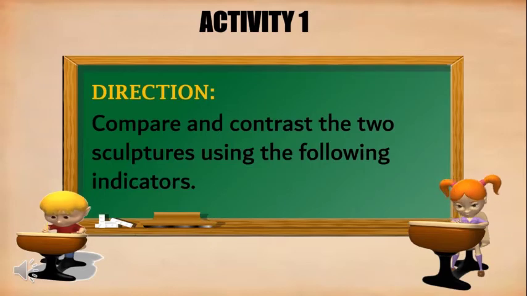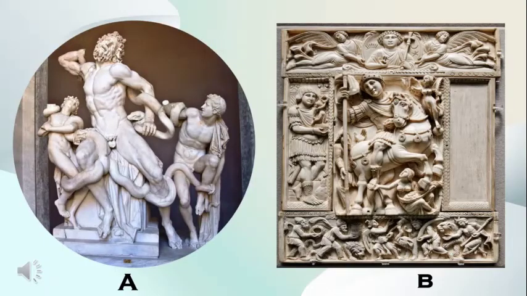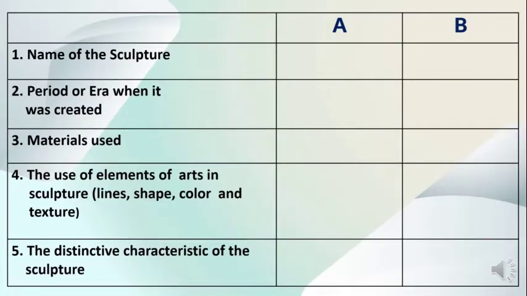Activity number 1. Direction: compare and contrast the two sculptures, using the following indicators. Take a look at the picture. Copy and answer. Write it in your notebook. 1. Name of sculpture. 2. Period and era when it was created. 3. Materials used. 4. The use of elements of arts in sculpture: lines, shapes, color, and texture. 5. The distinctive characteristic of the sculpture.